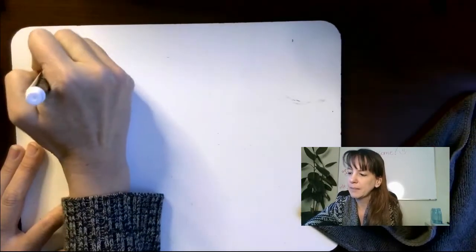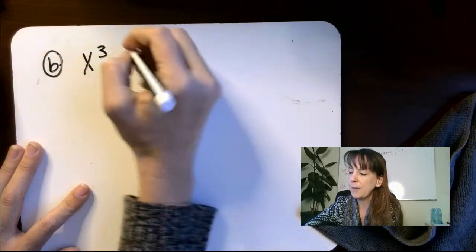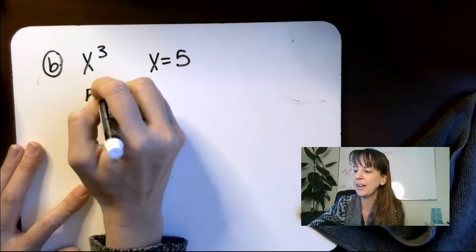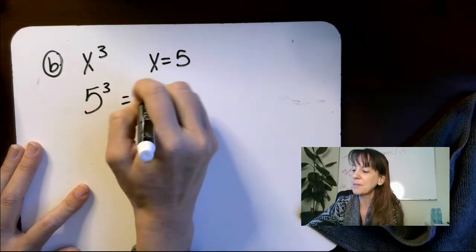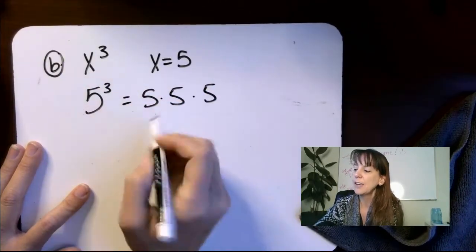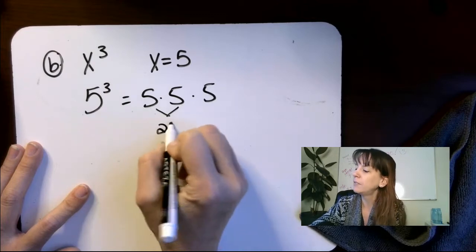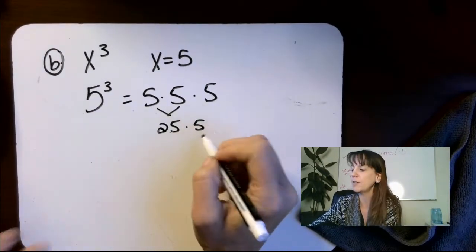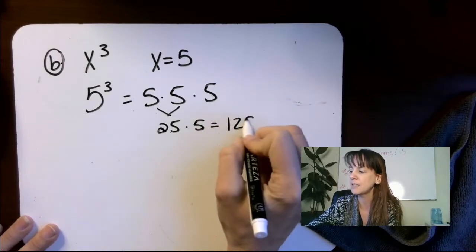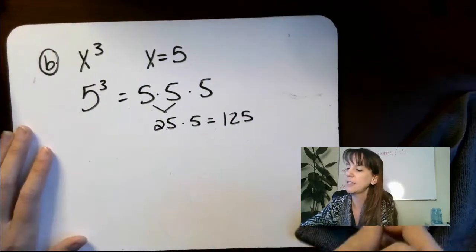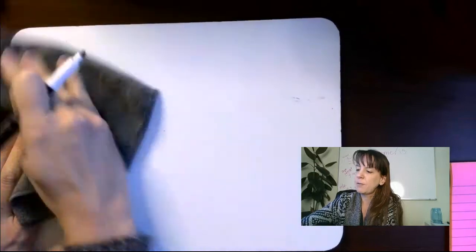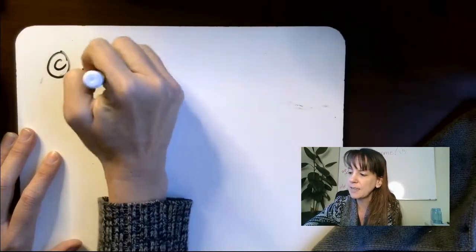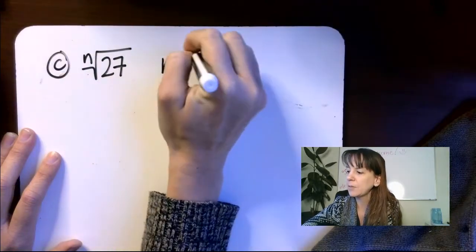All right, for B, x to the 3rd power if x equals 5. Okay, well, we know it's going to be 5 to the 3rd power. That's the same as 5 times 5 times 5. We know 5 times 5, that's 25. Now we need to take that number and multiply it by 5. Whenever you're dealing with 25, think about quarters. If you have 5 quarters, you have $1.25, right? $1.25, so the answer is 125.